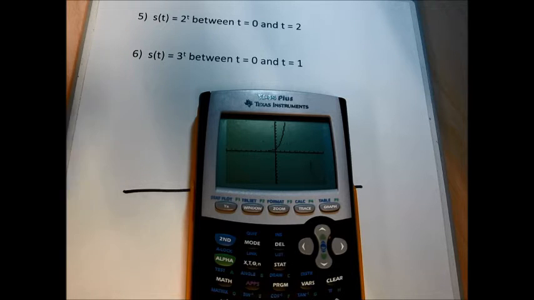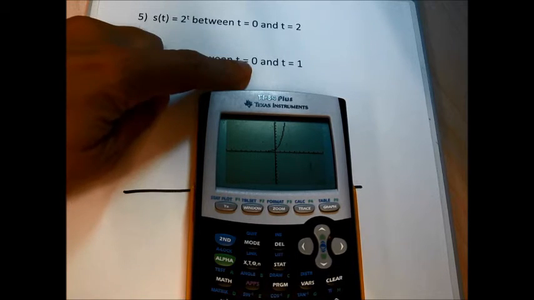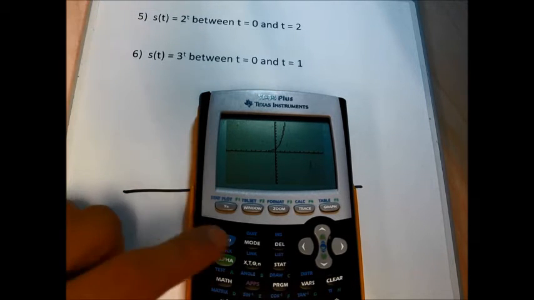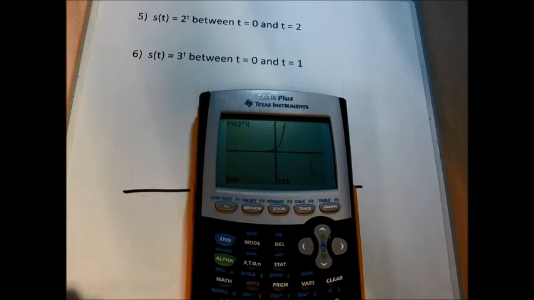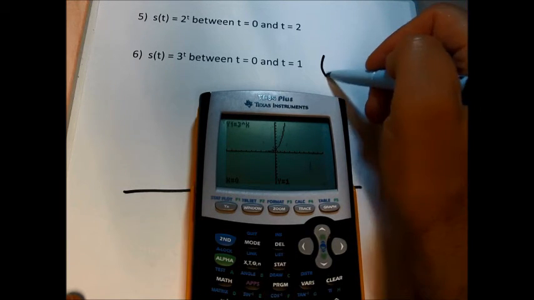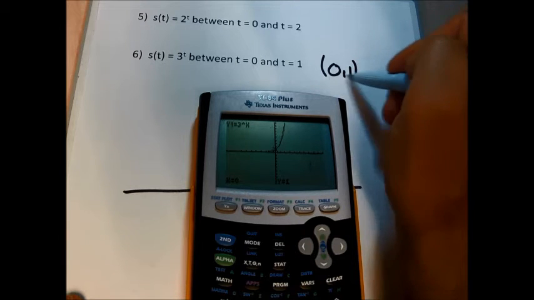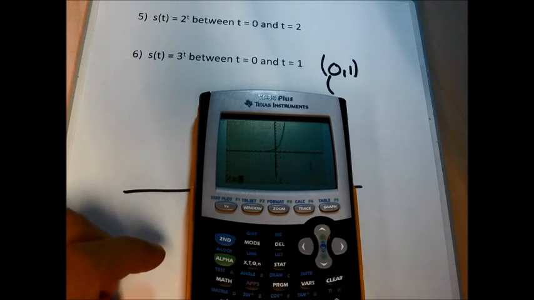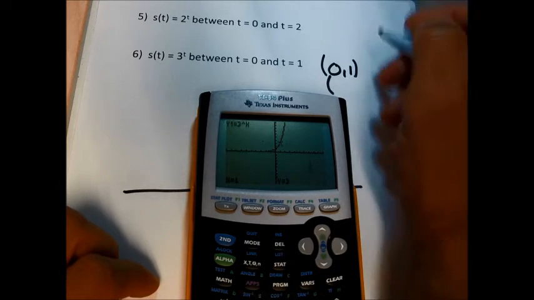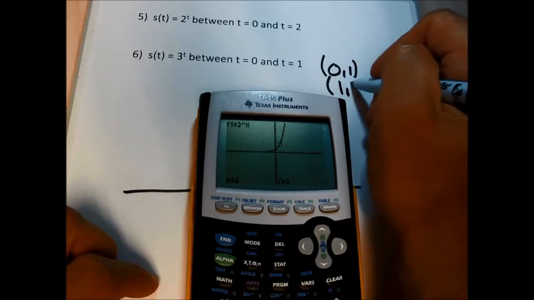Let me get the points that I need, because I need a y value for the point above 0 and a y value for the point above 1. So I'm going to do second calc value, type in 0, and that's going to give me the point 0, 1. And then second calc value, type in 1, that gives me the point 1, 3.